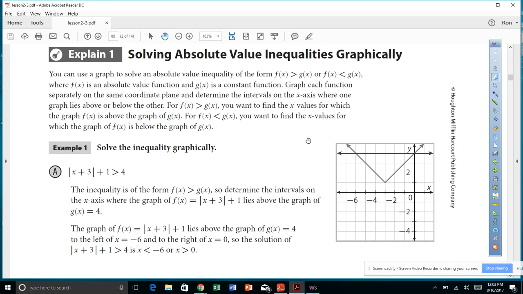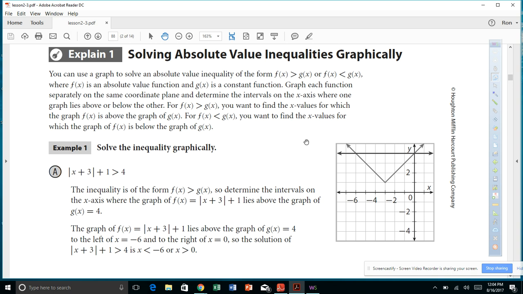Solving absolute value inequalities graphically. You can use a graph to solve an absolute value inequality of the form f of x is greater than g of x, or f of x is less than g of x, where f of x is an absolute value function and g of x is a constant function. Graph each function separately on the same coordinate plane and determine the intervals on the x-axis where one graph lies above or below the other.